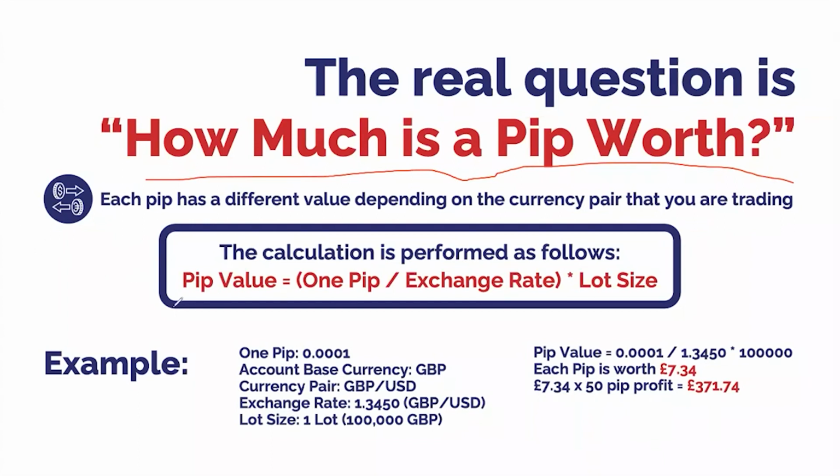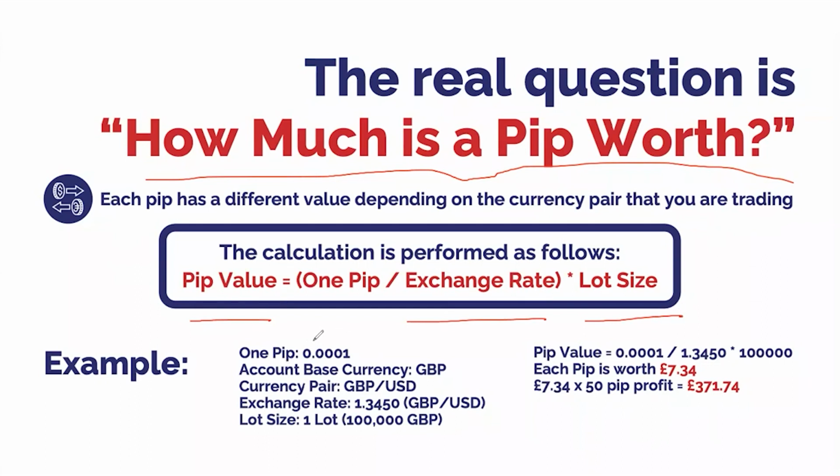So first of all, we have to determine the pip value. And then once we have that, we divide that by the current exchange rate, and then we times that by the lot size. Now, I know we've not covered lot sizes as yet, but we will be. So just bear with me for now.